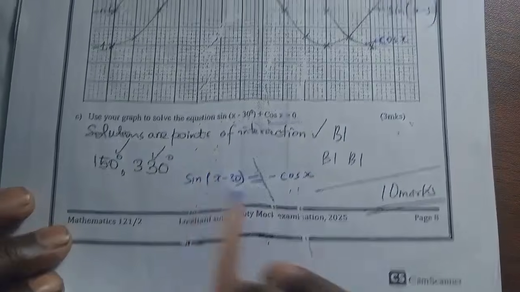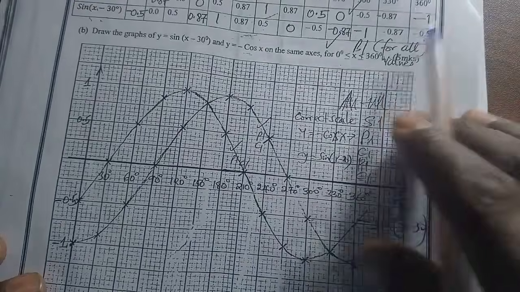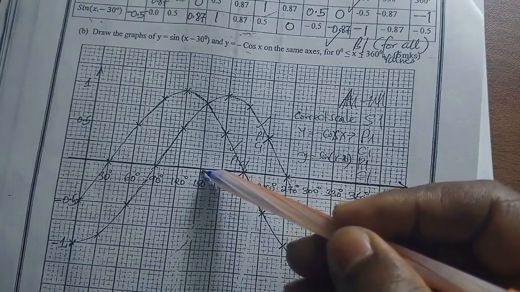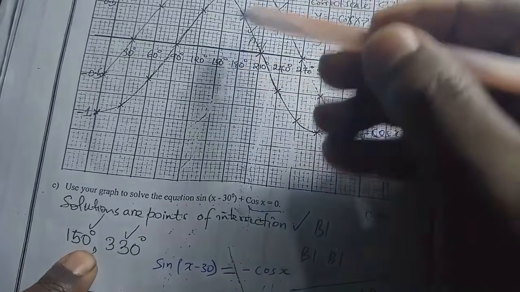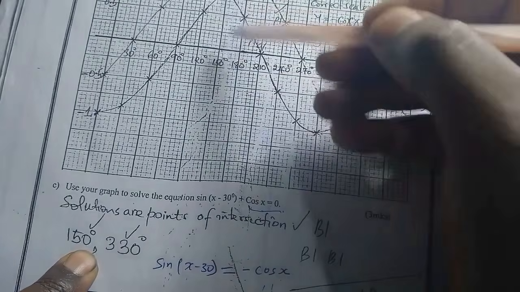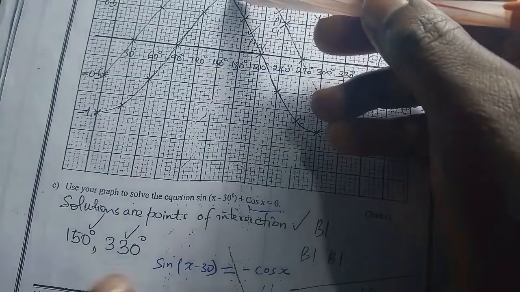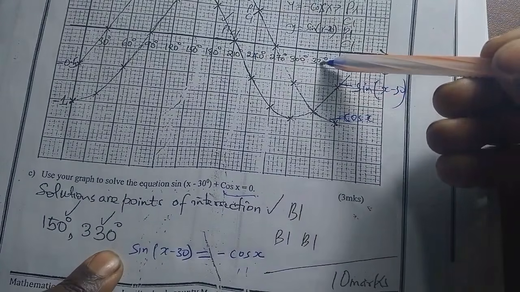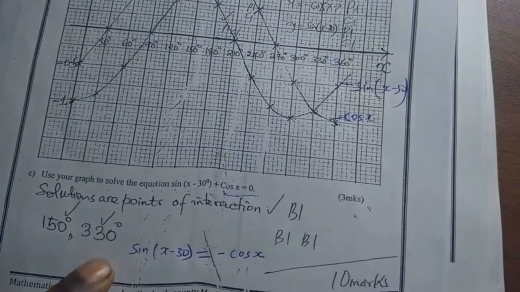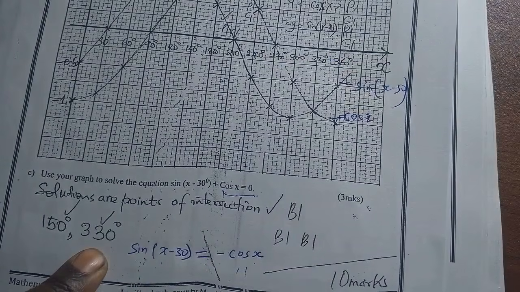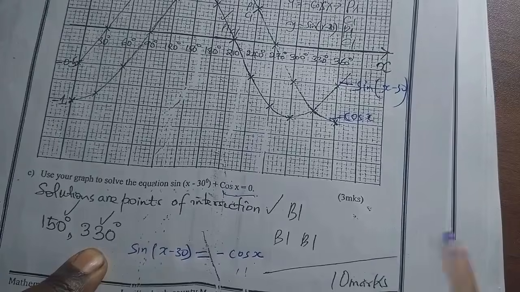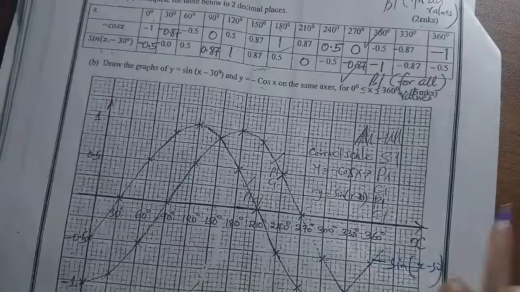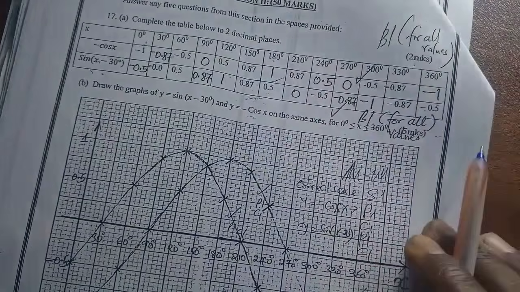So these 2 graphs are meeting at this point. You read here, which is 150. They are meeting when x is 150, and also they are meeting when x is 330. So those are the things you simply need to write and get 3 marks free of charge. So trigonometry is a must here. Look at that carefully.